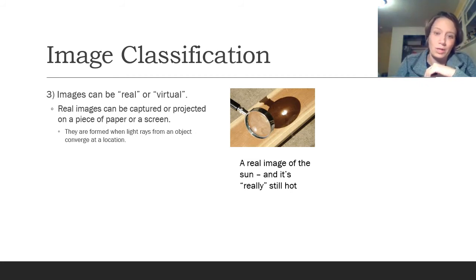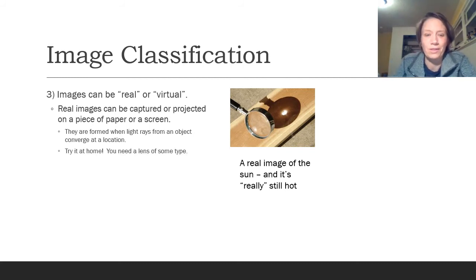So that's a real image because it's actually light rays. You could try this at home, actually. There's some really fun things to do with images. You could, of course, go outside and make an image of the sun on an object.